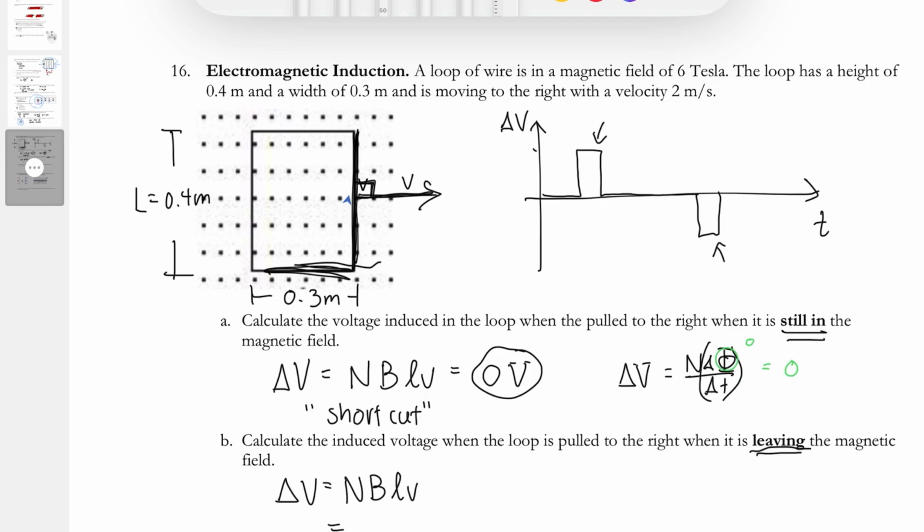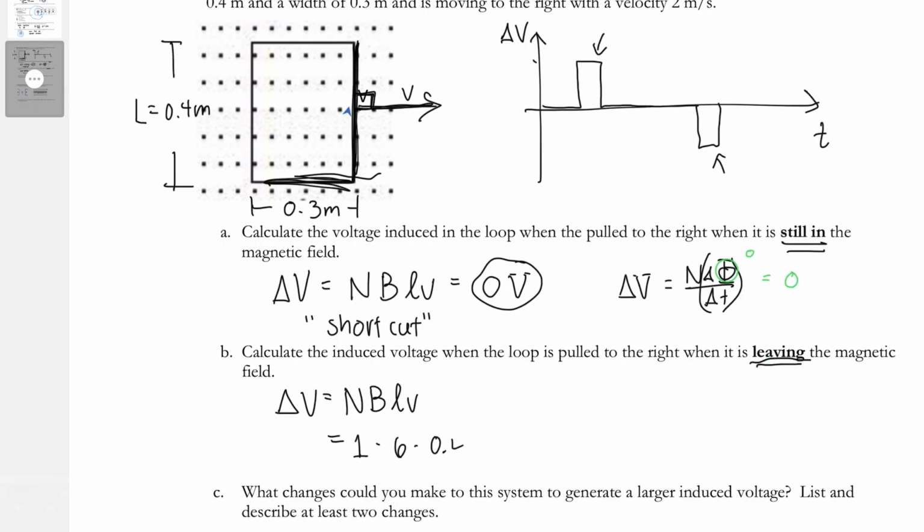Since it doesn't say otherwise, I'm going to assume N, that there's only one coil. The field is 6, the length of which is 0.4. Note that length is this length that's perpendicular to the velocity, and the speed is 2. This gets me an induced voltage in the loop of 4.8 volts.